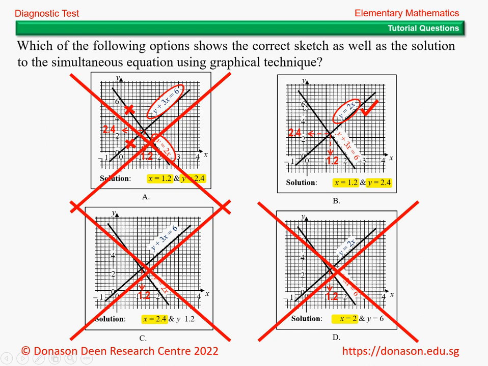Now if you go to the second graph here, if you throw the plus 3x over to the other side, it should become minus 3x. So it should be a negative sloping graph, so it is definitely coming down. And of course, when x equals 0, y should be 6. So you can see when x is 0, y is 6. Therefore, your y-intercept at 6 is also correct. Therefore, this graph is also right. Hence, option B is the correct answer.